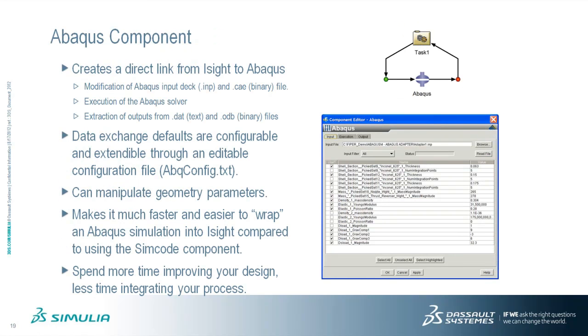And the last component is the Abaqus component. And again, this is a direct link from iSight to Abaqus. It includes modification of the Abaqus input deck or our CAE model file. It includes execution of the Abaqus solver. And this component also includes the extraction of output variables from the .dat, which is a text file, and also the ODB result file, which is our binary output file. So it allows you to map the result sets back to your goals for the optimization.